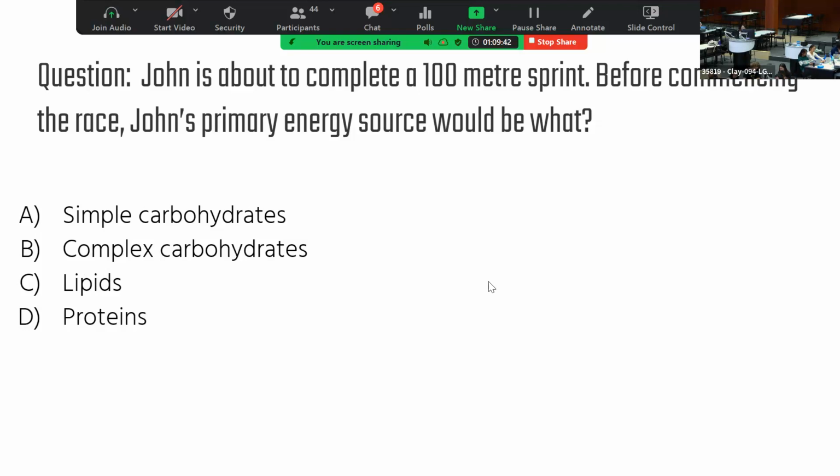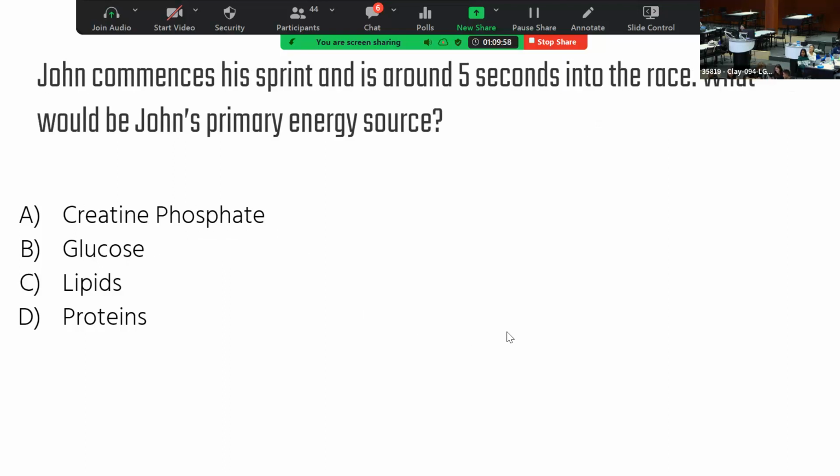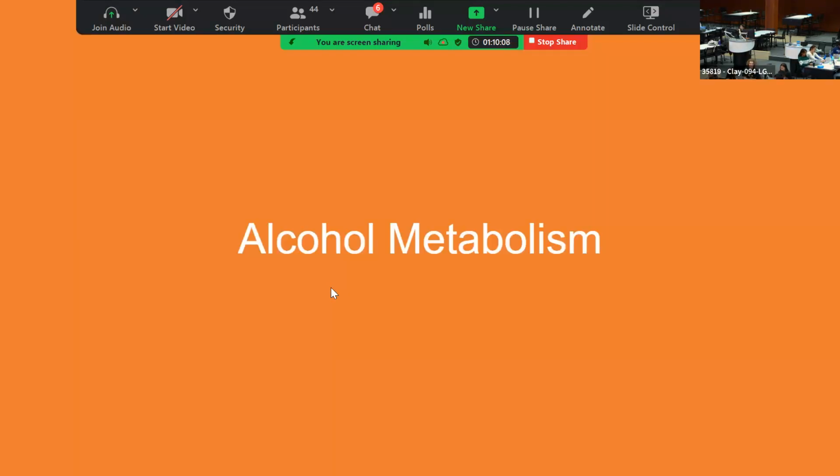metabolic race type question. So before he starts running, what's the main energy source? See, I think I heard lipids, good. So that's like your resting energy source, what's used. Okay, now he just starts 5 seconds in. What's John's primary energy source? A, good. So that wasn't on the graph, but that's something you have to know, that's the immediate source of energy. Okay, any questions about metabolism?